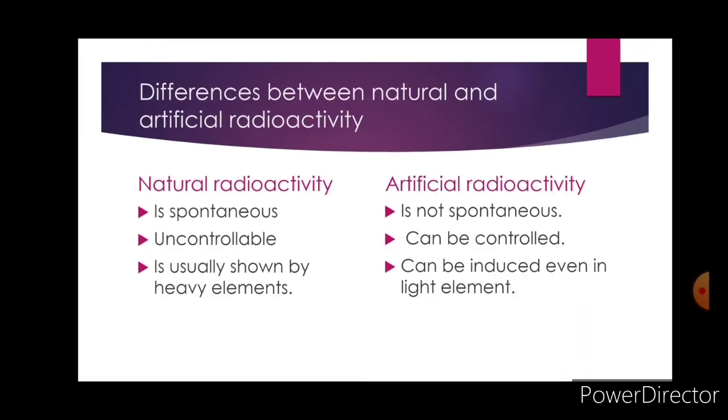Now, the differences between natural and artificial radioactivity. One is spontaneous, uncontrollable, and only shown by heavy elements, while the other is non-spontaneous, can be controlled, and can be induced even in light elements. The reason for this is what? Natural radioactivity occurs on its own. We are not causing it, so it cannot be controlled using any measures, and it is uncontrollable.